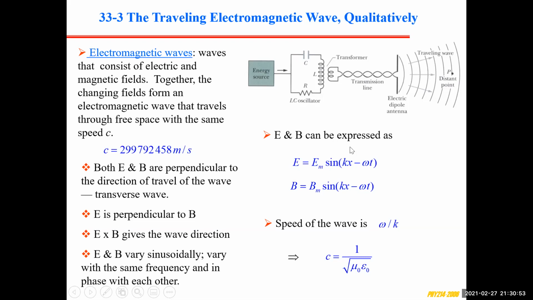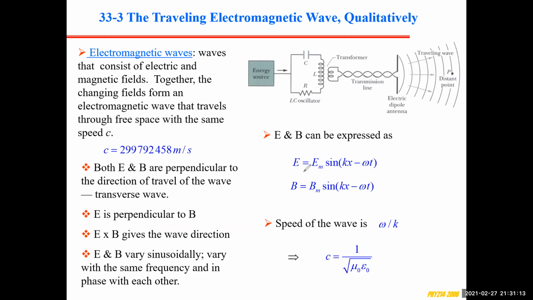So as I mentioned, an electromagnetic wave consists of electric field and magnetic field. We can use these two expressions to indicate how the electric field and the magnetic field change with time. So these quantities, E and B, are functions of time.